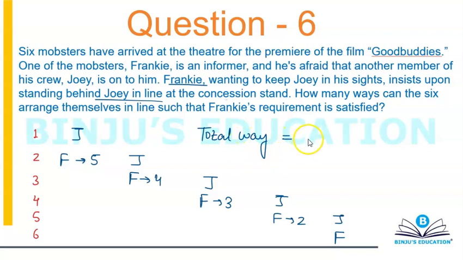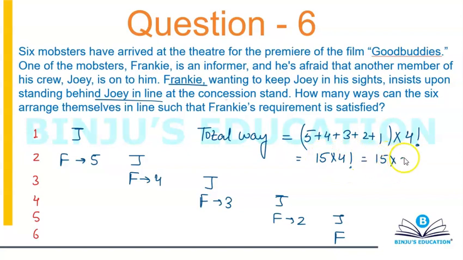So we can say that the total number of ways will be equal to 5 plus 4 plus 3 plus 2 plus 1 multiplied by 4 factorial. So that will simply be equal to 15 into 4 factorial. So that is 15 into 24, and that's 360 possibilities. That's it.